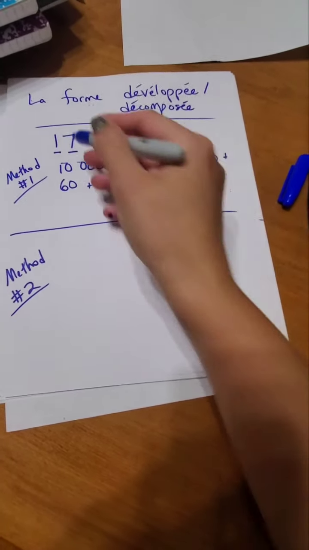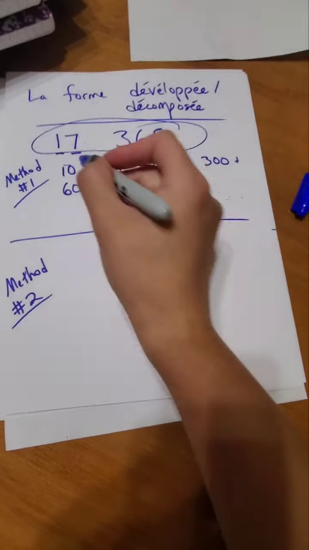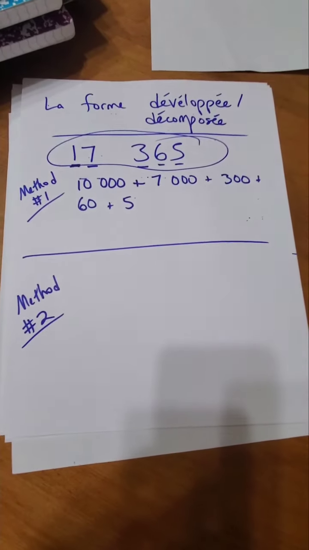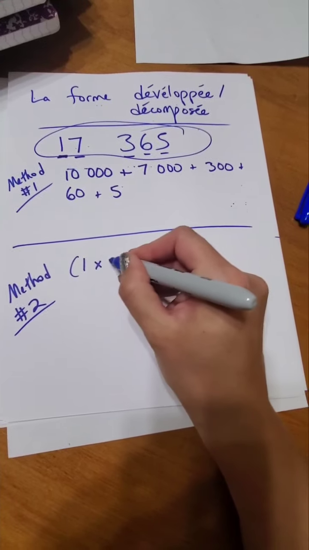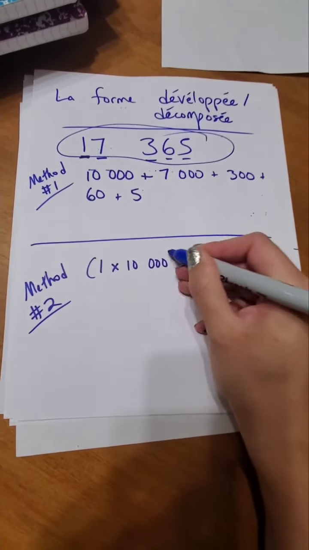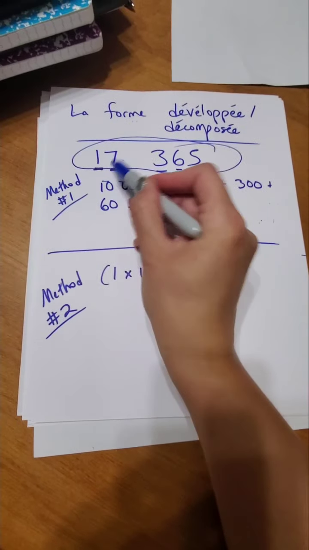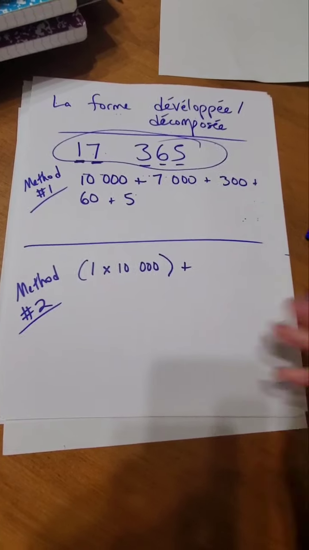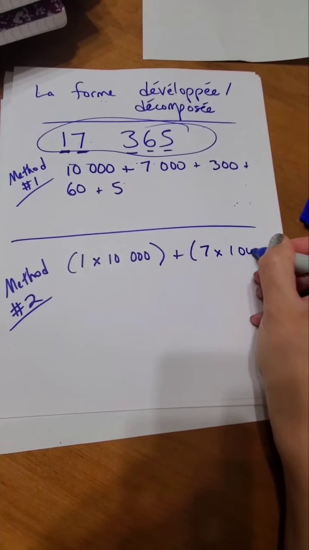So we look at our first digit again because we're doing the same number, 17,365. So we have one group of 10,000s because there's a 1 in the 10,000s place. So you open your bracket, 1 times 10,000, because it's just 1 in the 10,000s place. Okay, plus. What's up next? There's a 7 in the 1,000ths place. So that means 7 groups of 1,000. Open your bracket again. 7 groups of 1,000.